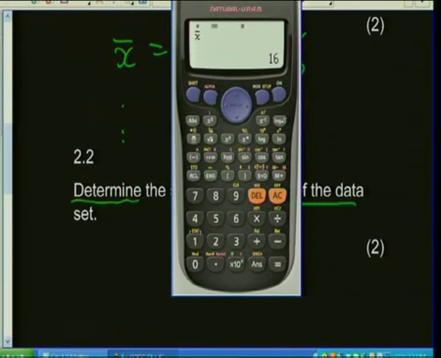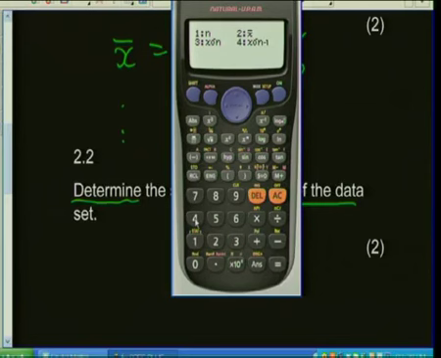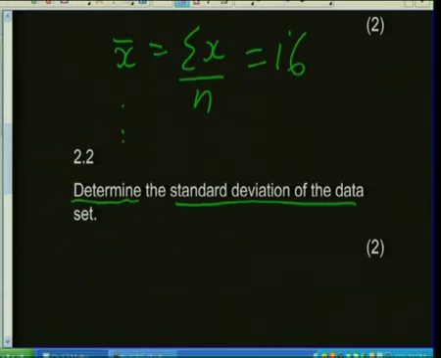You say shift 1, which is stats. Then you select option 4 again. You still have the data from the previous question, because we use the same data to calculate the average. Now we use the same data to calculate the standard deviation. The standard deviation shows how far we are from the average. The standard deviation is option 3. Option 3, then equal to, and you get 7.55 as your standard deviation.